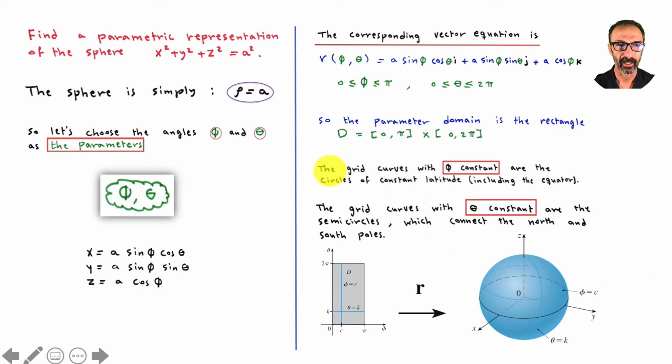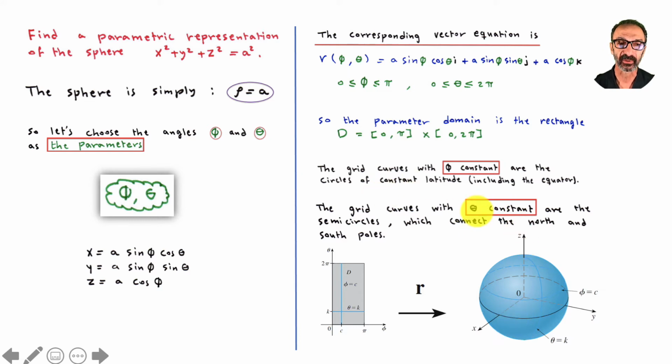Here we go. The grid curves with phi being constant, this is phi equals c. So going from the positive z-axis with the value of phi staying fixed, you will see a circle right there. These are the circles of constant latitude, including the equator. So when phi is fixed, you're going to deal with circles around this way.